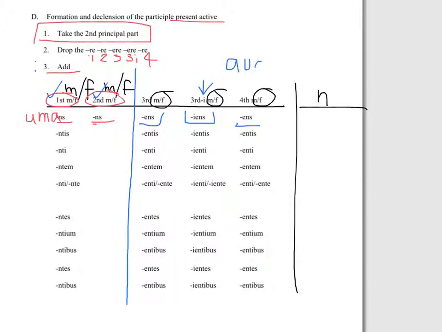If your fourth conjugation verb is audire, you drop the -re, just like it shows over here. That's a fourth conjugation verb, so you drop only the -re, and then you add -ens. That is your nominative singular.